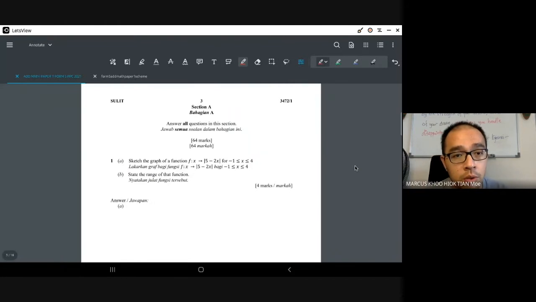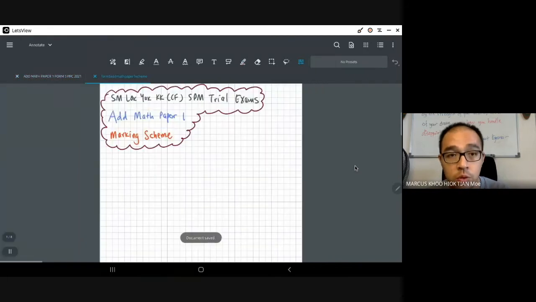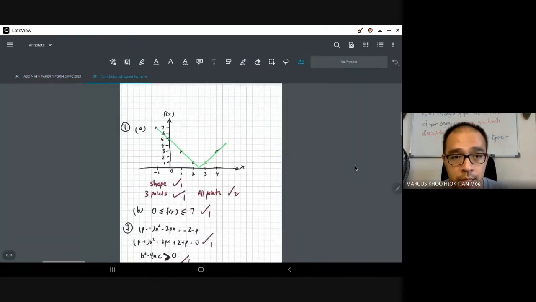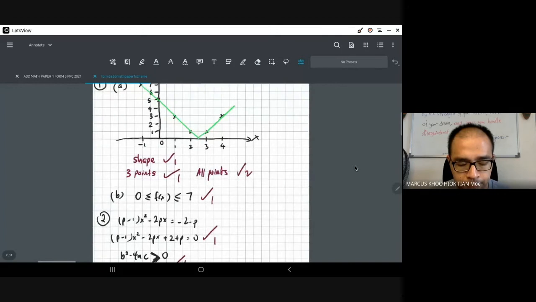Okay, so number 1, sketch a graph for this from -1 to 4, and then after that state the range of the function. I think we did something similar to this when we were doing the revision. And I said that what you can do is make a table, plot it out, and take note of the modulus. Modulus means everything is going to be positive. And so this is what you will get lah. So your answer will probably look like this.